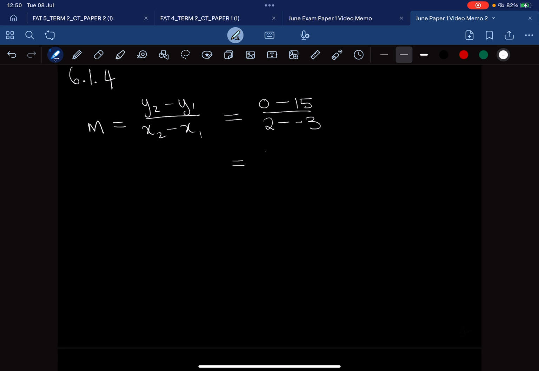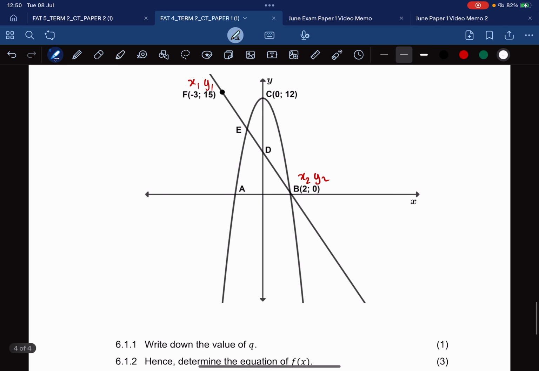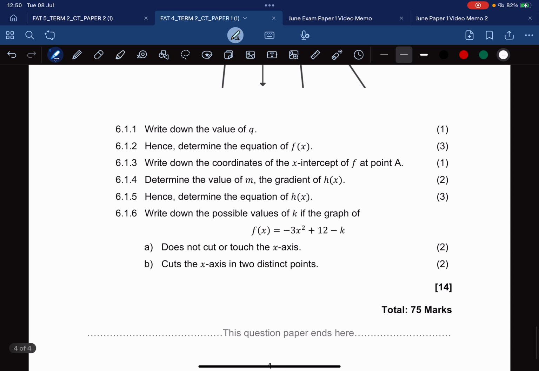So this simplifies to negative 15 over, that's 2 minus negative 3, which is 2 plus 3, which is 5. So that's negative 15 over 5, which gives us negative 3. So our gradient is negative 3. And that was what they asked of us. Determine the value of m, the gradient of h of x.